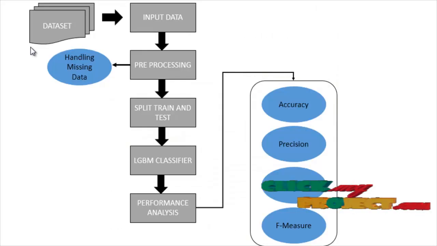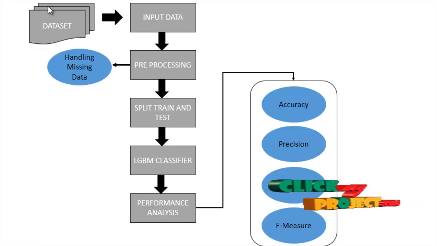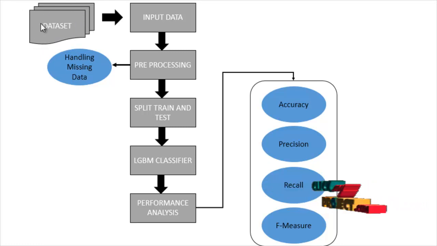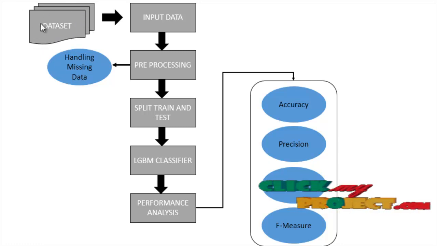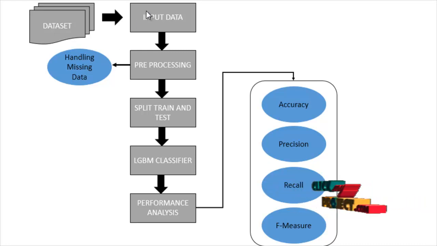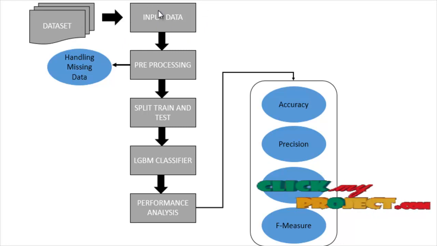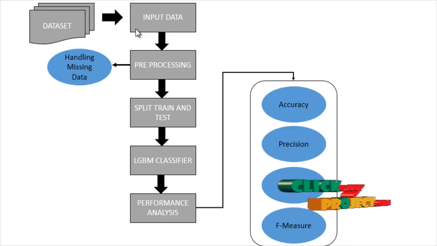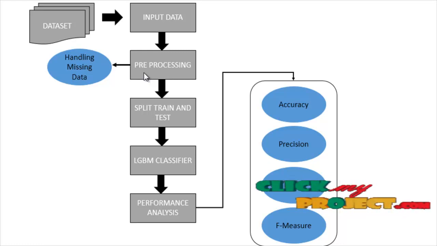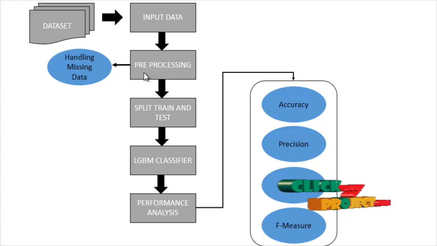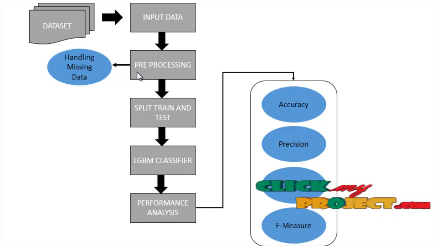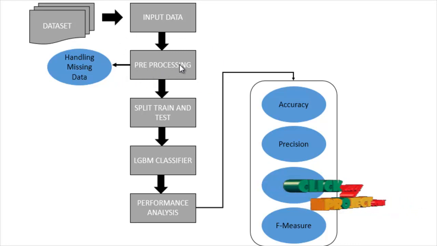This is the flow of our project. First, we'll be loading the data set, that is, the details of the credit card transactions that are happening. The input data is taken from the data set, and the data is first pre-processed. In this pre-processing step, we'll be handling the missing data. Any cell without values is either replaced or removed. So after the pre-processing step, there are no null values in the data set.